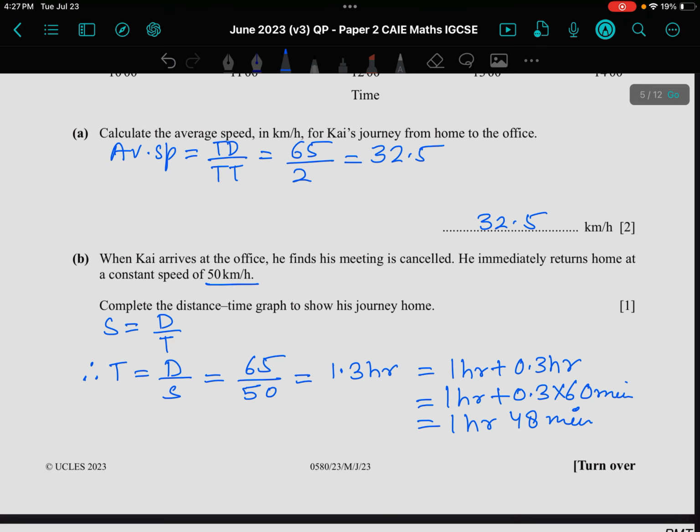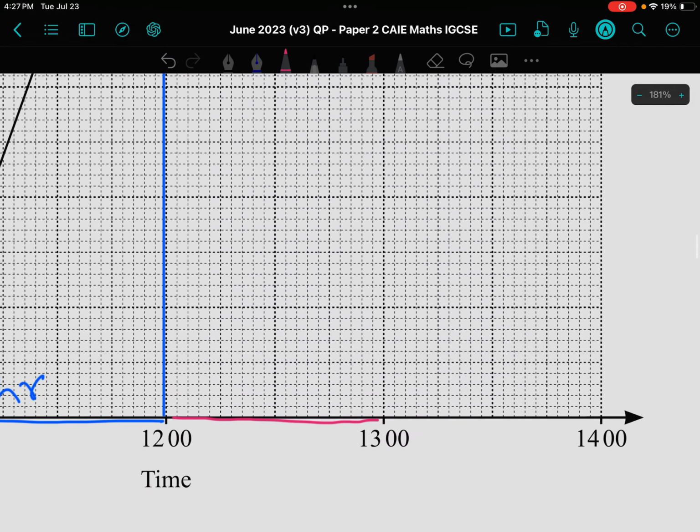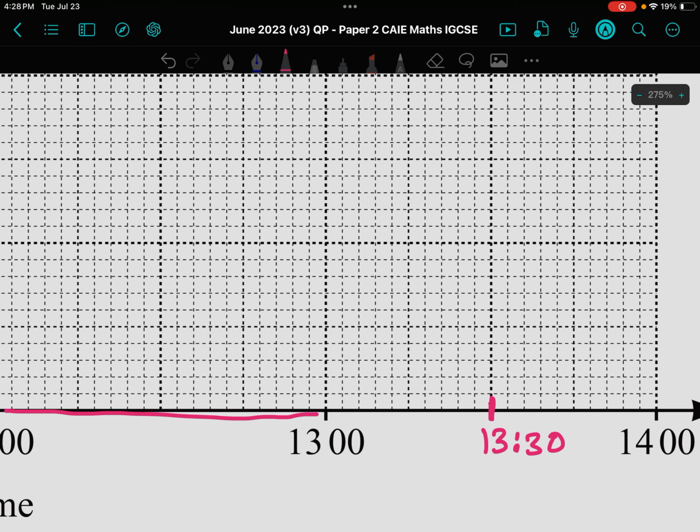So on this graph you have to find, so it is given as 1 hour 45 minutes. So at 12 he reaches office. So after that he takes 1 more hour. So that means 12 to 13. That is 1. And then this is 13:30. So you know this is 13:30. That means 18 will be where? 1, 2, 3, 4, 5, 6, 7, 8, 9, 10. 3. That means one small box is equal to 3 minutes.